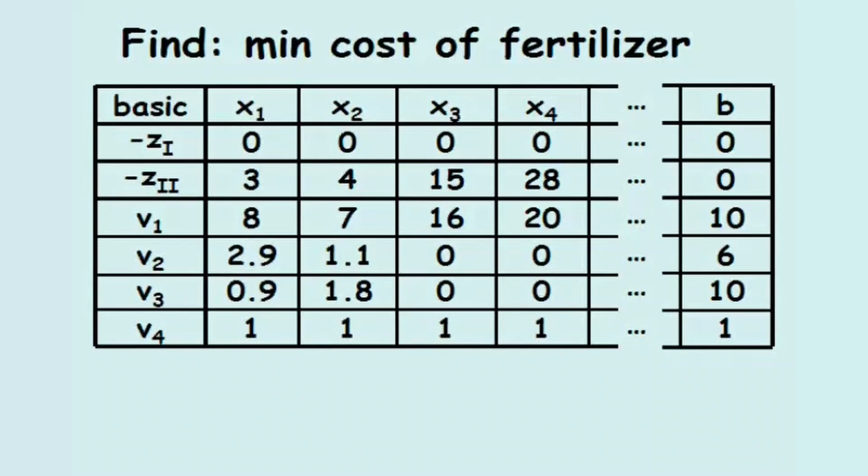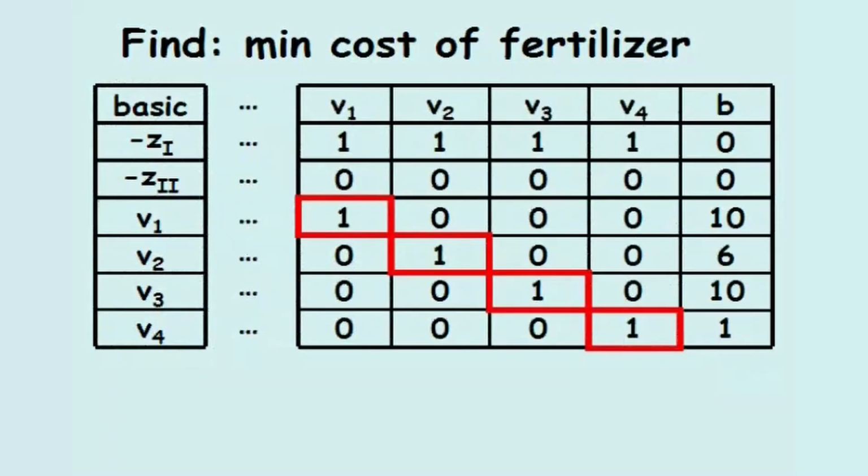Setting up our network tableau, we begin with the 4 artificial variables in the basis. To put the tableau into canonical form, we'll pivot about the 4 artificial variables by subtracting rows v1, v2, v3, and v4 from row Z1, and the values that changed are shown in red.